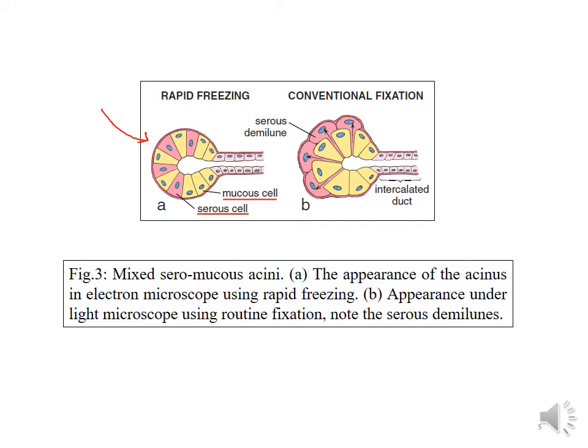So here, this is the actual shape of the acinus, and we do not have a demilune. But if we use the conventional or routine methods for preparation, as is done for the light microscope, the mucus cells will swell. The mucus cells will increase in size and they will push the serous cells to the outside, leading to the formation of the serous demilune. So serous demilunes are not actual features of the acinus, but result from the way we prepare the tissue for study.